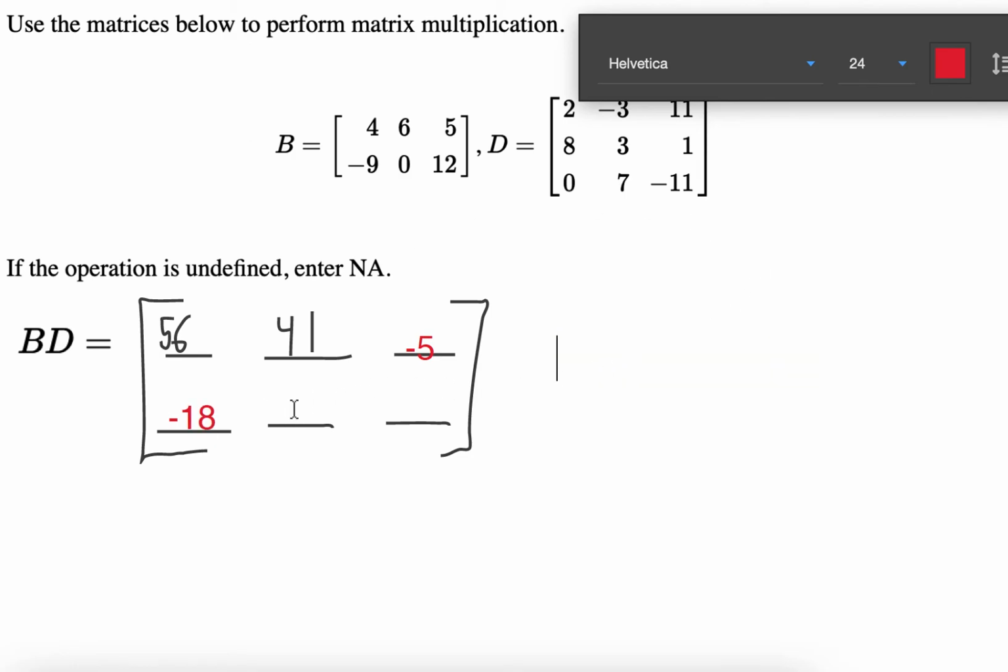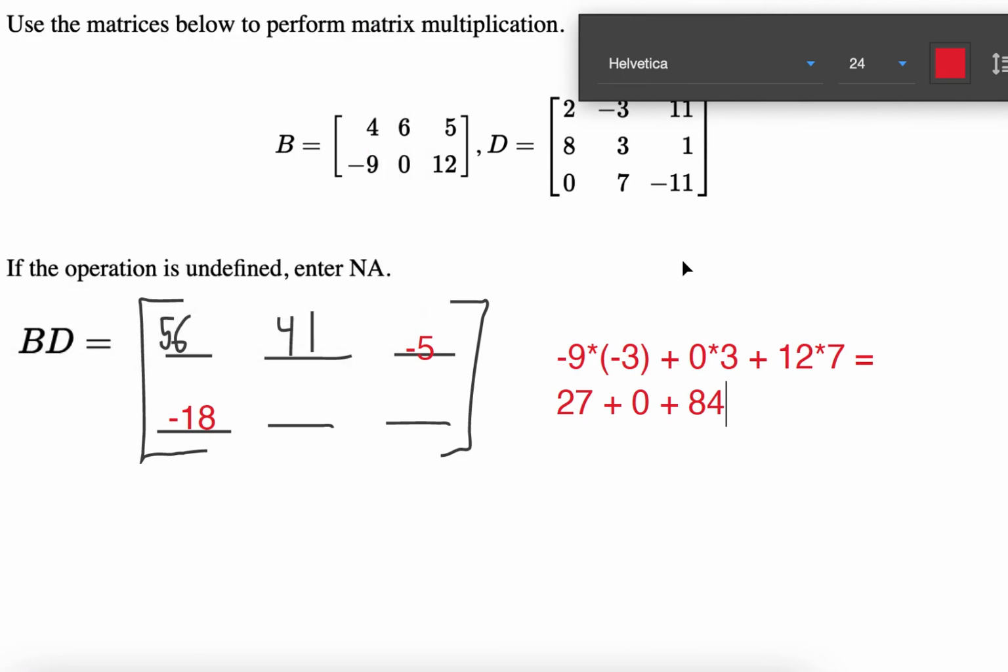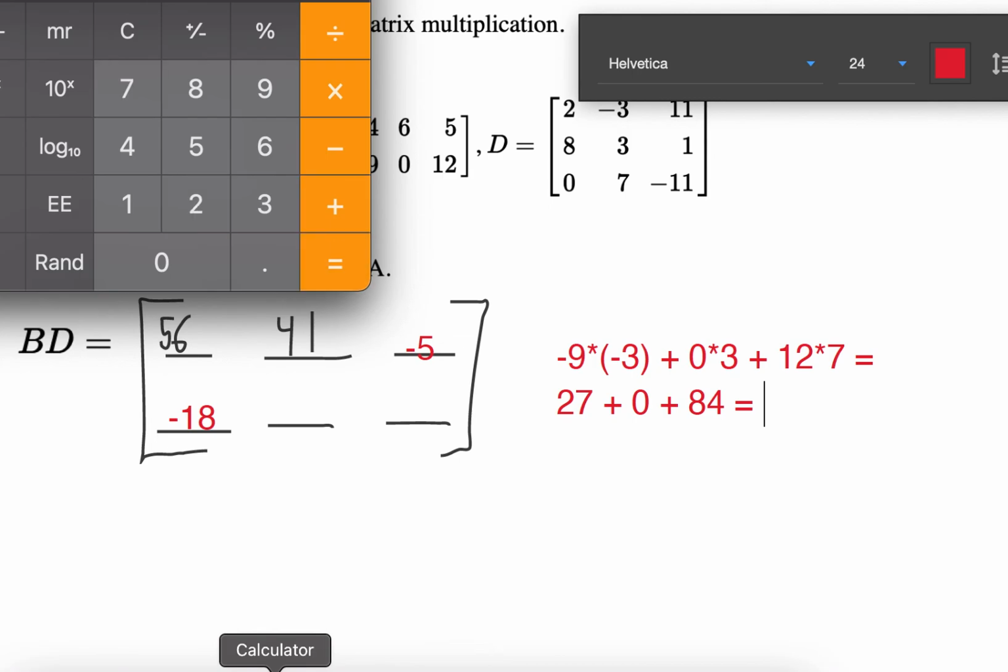This is second row, second column. So second row of matrix B, second column of D. -9 times -3, 0 times 3, 12 times 7. That makes 27 plus 0 plus 84. I better double check. I get these wrong sometimes. Yeah. And then if we add those together, yeah, 111.